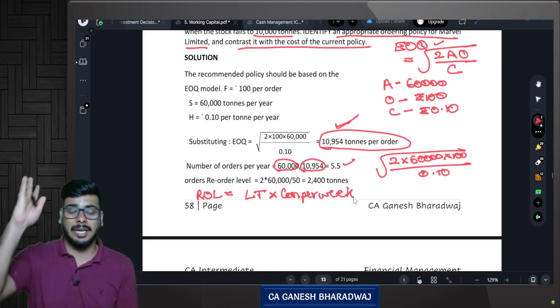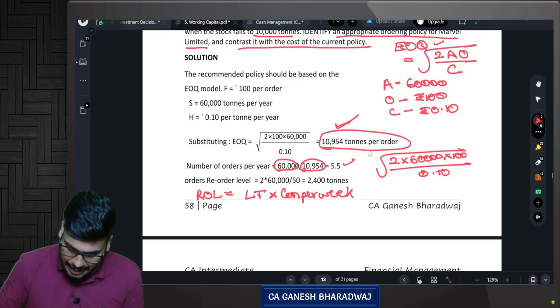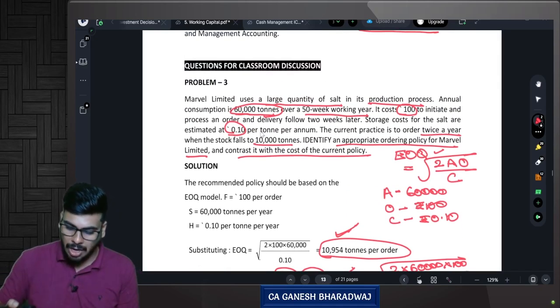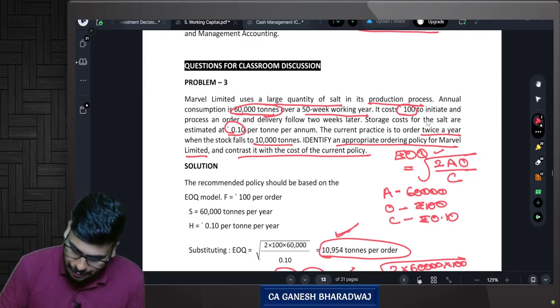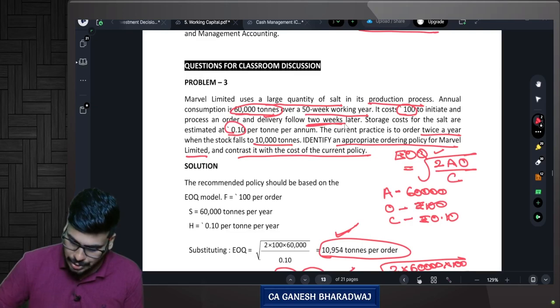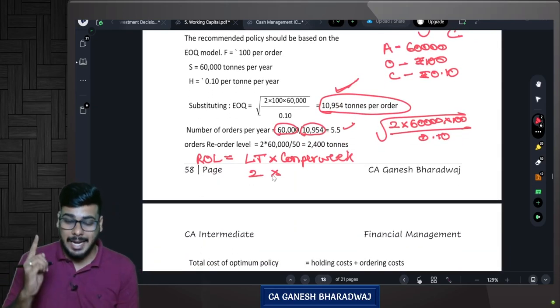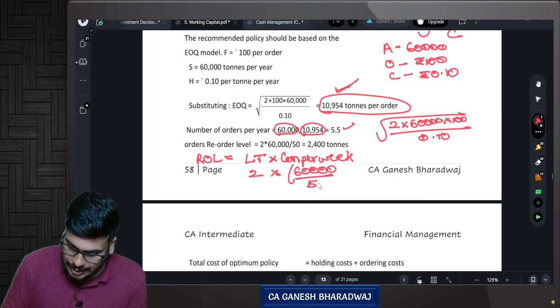All these things are covered in costing actually, right? So what is the lead time that he generally takes? If I place an order today, it takes him 2 weeks to deliver the product. Yes or no? They have given it here. So it takes 2 weeks to deliver the product. And what is the consumption per week? 60,000 is the annual consumption, and in a year there are 50 weeks.